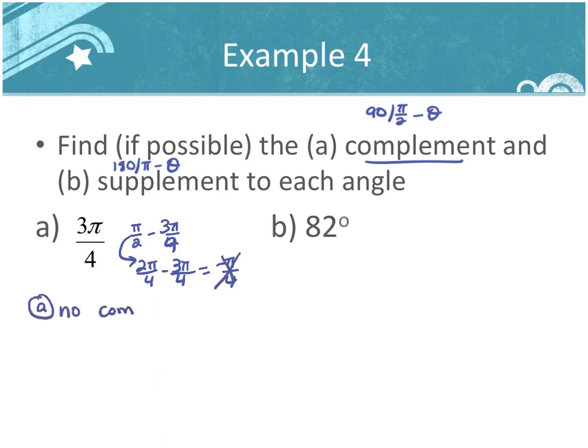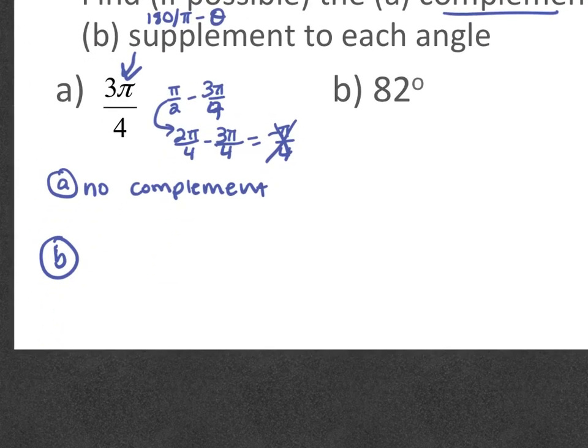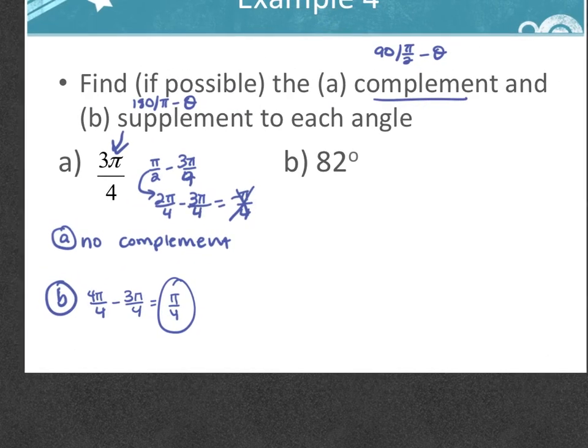And again, if you catch from the beginning that this is obviously bigger than a half, then I can just go right there and say no complement. Now the supplement: I would do pi, or 4 pi over 4, minus 3 pi over 4, and I get pi over 4. And there's the supplement.